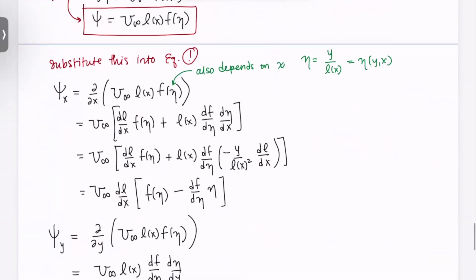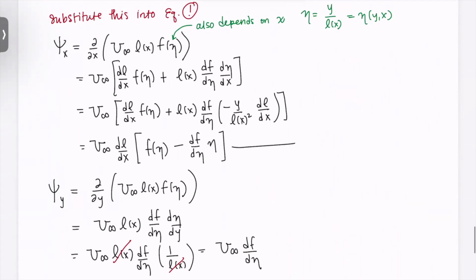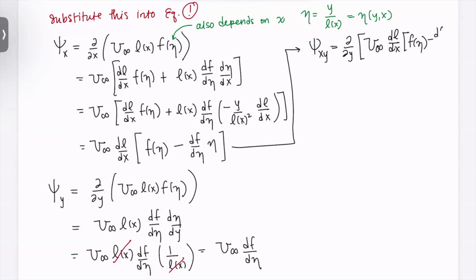I'm gonna put it here because it kind of depends on this one. So next we're gonna do psi xy. So we have partial y of the result from before. So u infinity dL/dx times the quantity f of eta minus df d eta times eta. And I just had space to close that grouping. I think I have them all in there.